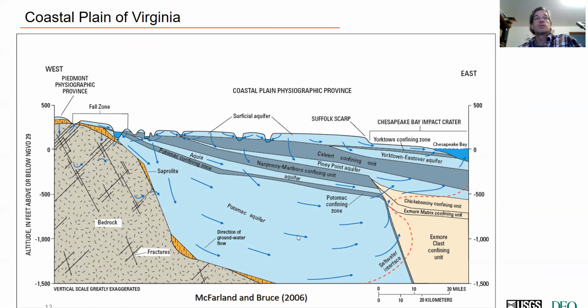The Potomac used to have a lot more pressure in it, but it's a large regional aquifer that people depend on really heavily. So it's been pumped a lot, and all that pumping has reduced pressures in the aquifer system.